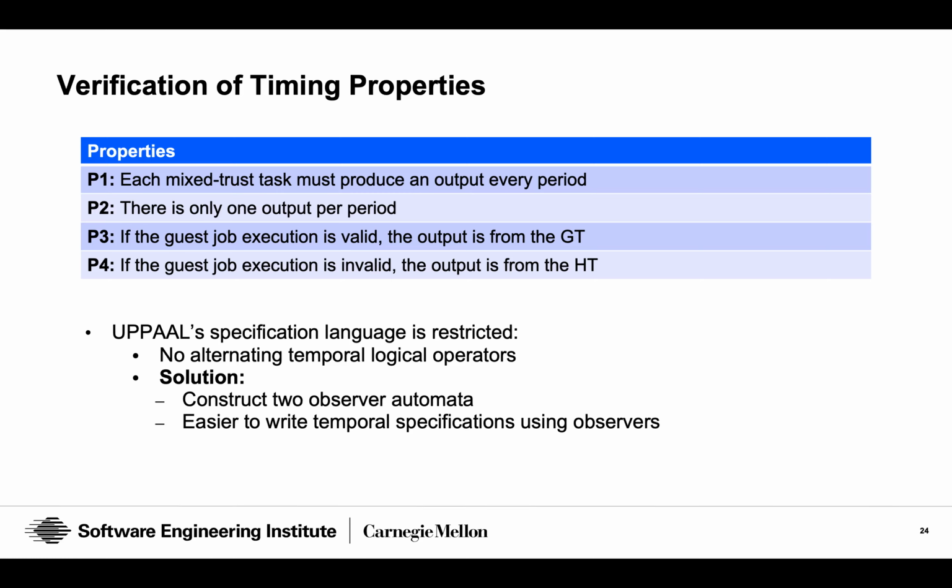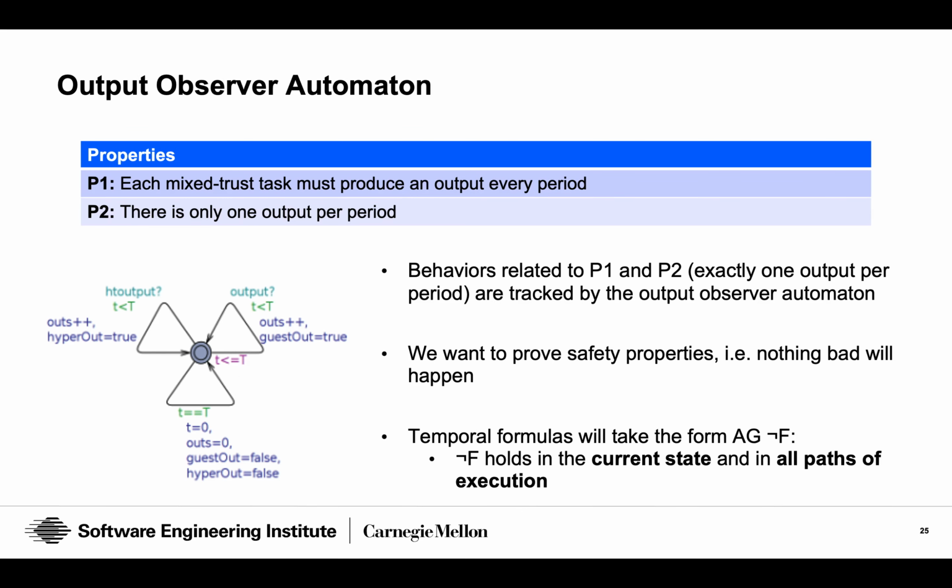Since the UPPAAL specification language is restricted, we have some limitations, since this language does not allow us to write temporal formulas with alternating temporal logic operators. Therefore, we need to construct two observer automata that will make our life easier to write the desired temporal logical formulas.